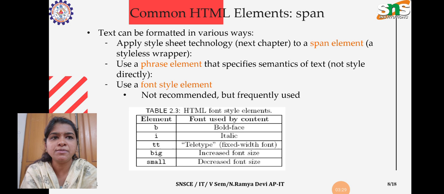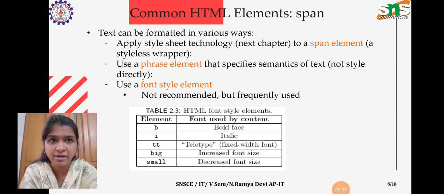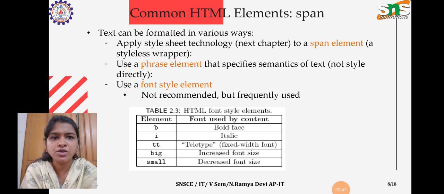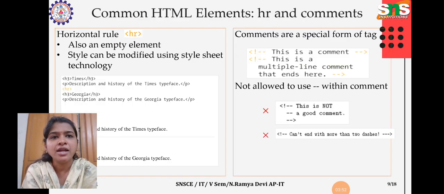Again, one more common HTML element is span, which applies style sheet technology to text and is used as a phrase element that specifies semantics of text. We also use font style elements. For example, B for bold face, I for italic, TT for teletype, big for increased font size, and small for decreased font size. And common HTML elements like HR and comments. Horizontal rule is also an empty element.